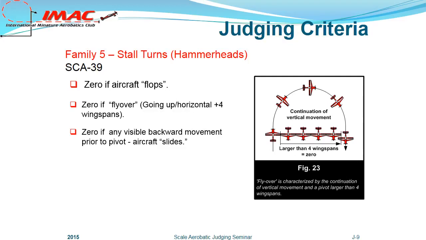Lastly, a 0 is awarded if any visible backward motion of the aircraft is shown, as in a tailslide. This concludes Aresti Family 5, stall turns.